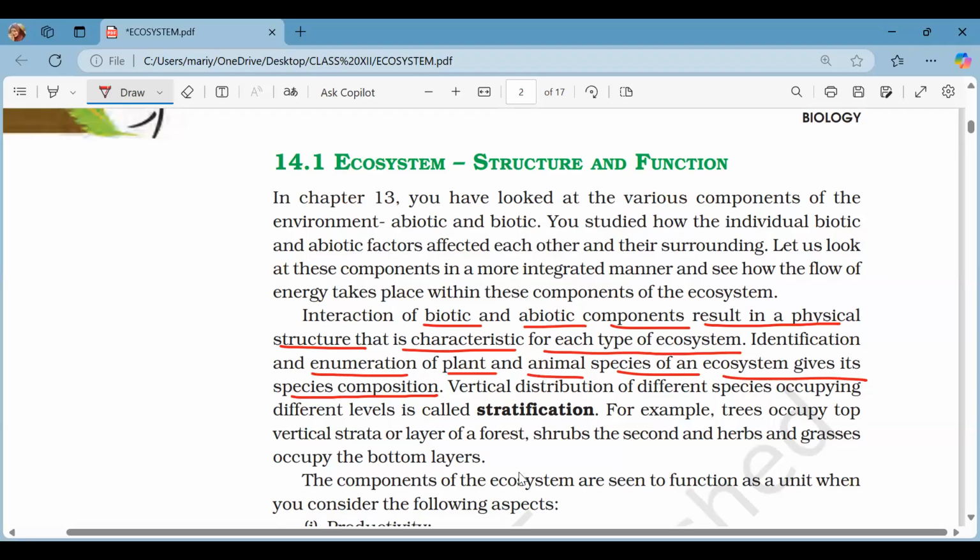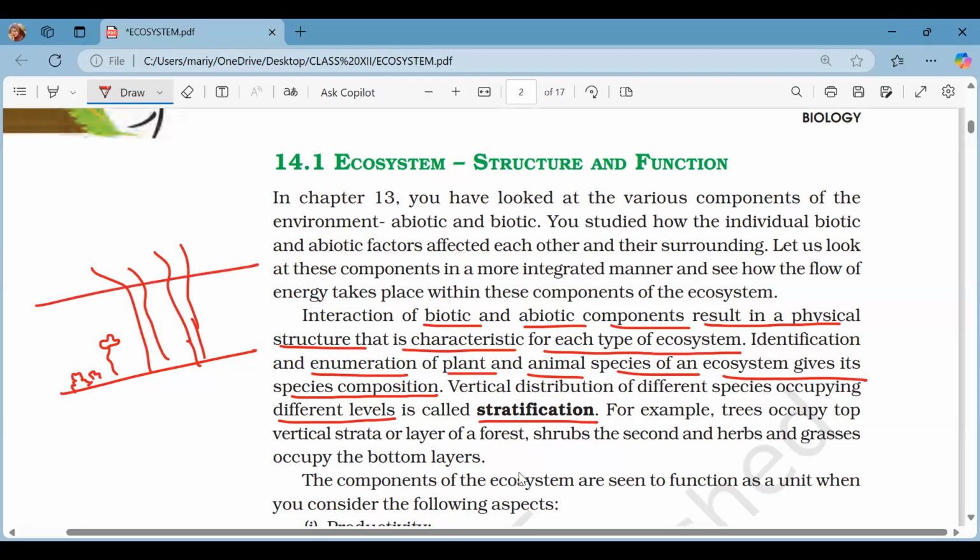Clear? Now, the vertical distribution of species occupying different levels is called stratification. Meaning, if you talk about the forest ecosystem, right? If this is the forest, here you will have smaller bushes also. You will have small trees also, and then you'll have bigger trees, right? So many bigger trees. Now here, the organisms are present at every level. So that is what we call stratification.